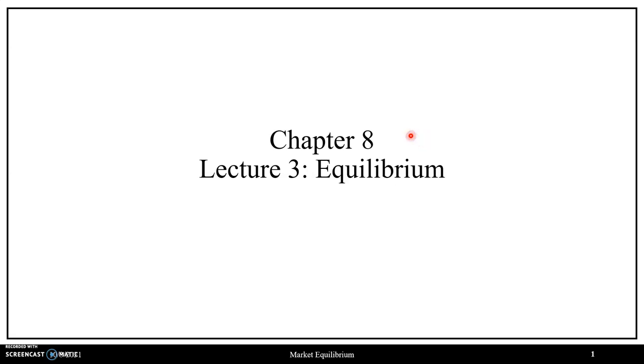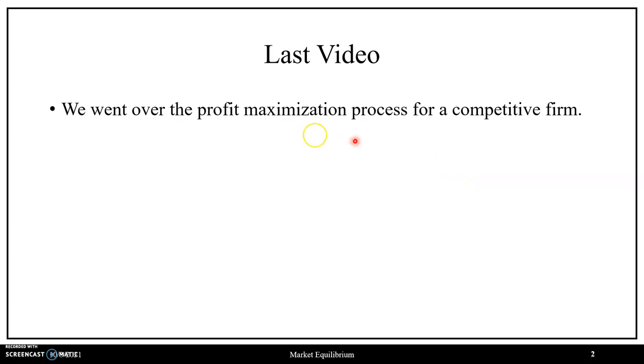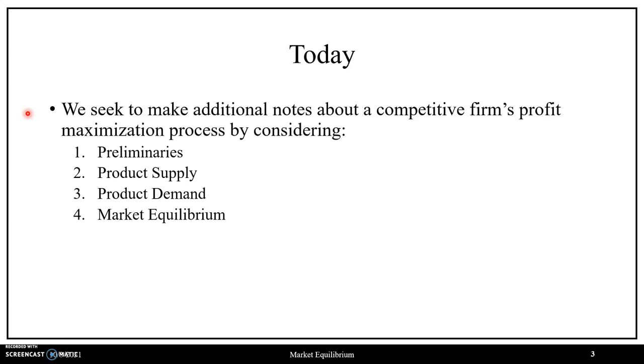In this video, we continue our discussion on Chapter 8, in which we discuss equilibrium. In our last video, we went over the profit maximization process for a competitive firm. In this video, we seek to make additional notes about a competitive firm's profit maximization process by considering some preliminaries in order to go over product supply, product demand, as well as market equilibrium for a perfectly competitive market structure.